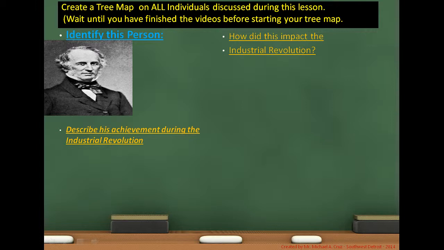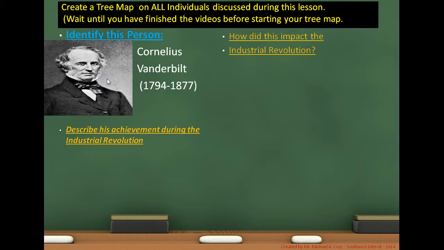Okay, your exam on the Industrial Revolution, one part of it is going to be strictly visual. I'm going to show you a picture, and you have to tell me who this person is, describe his achievement during the Industrial Revolution, and then tell me how it impacted the Industrial Revolution and the country as a whole, and the world for that matter.